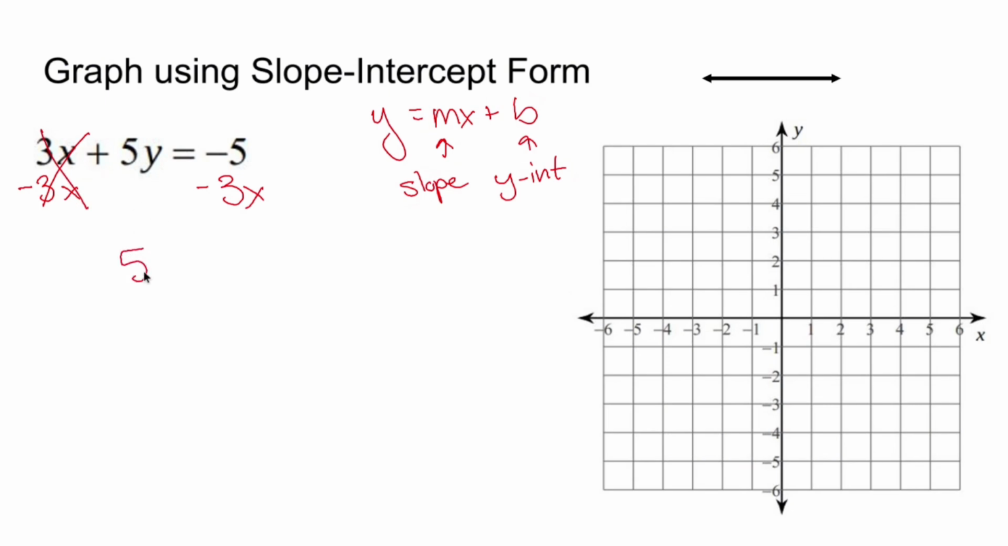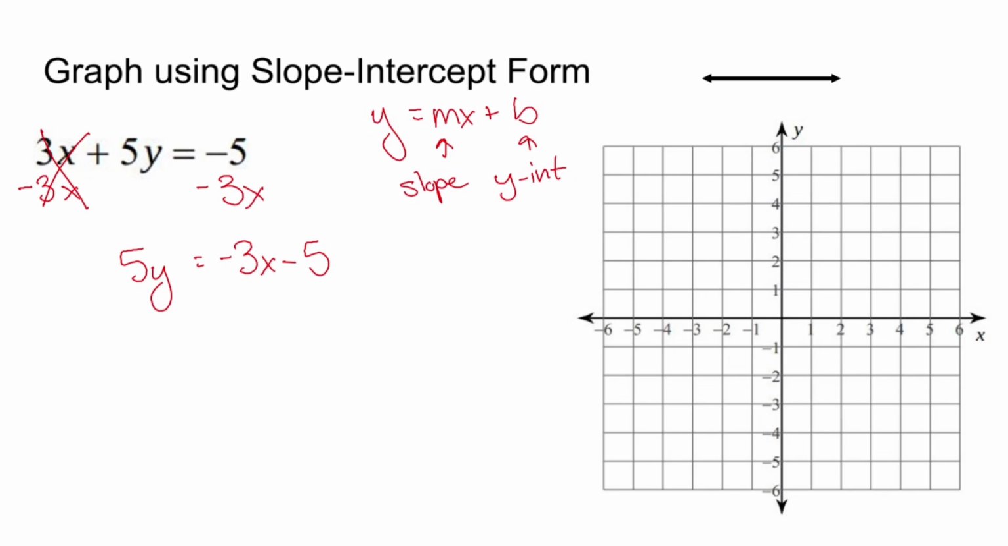Drop down the 5y. Now these guys don't combine. And what I want to do is try to make this look like this. So I'm going to write out my x term first, negative 3x, and then I'm going to write out my minus 5 second. So 5y equals negative 3x minus 5.